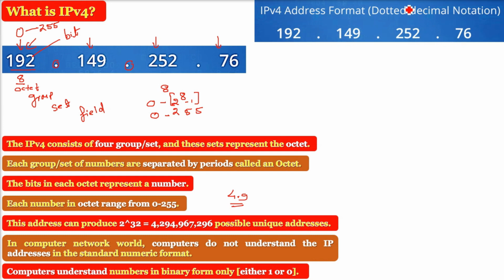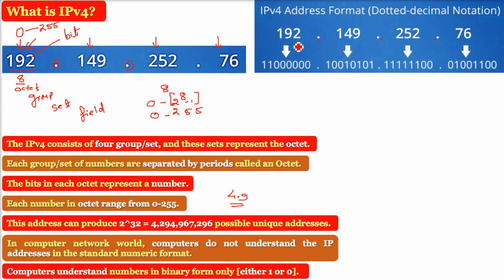So this is the IPv4 address format, also called dotted decimal notation. There are 3 dots and 4 numbers. These 4 numbers can go from 0 to 255. And especially on the internet, this will be a unique number. Every number will be converted into binary. This is the binary equivalent I have shown. I hope you have a fair idea about converting decimal to binary.